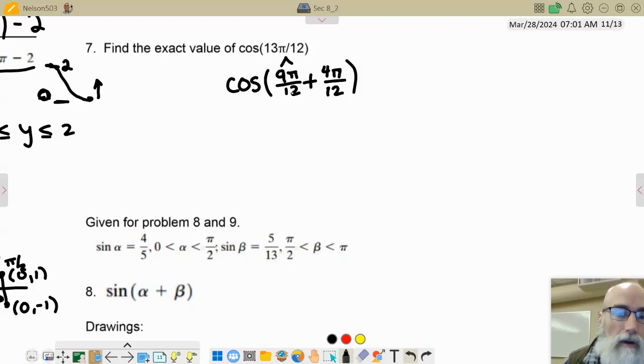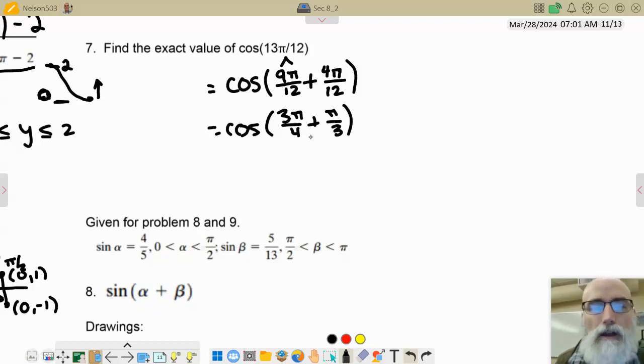Well, they reduce down, right? So they reduce to angles that I'm more familiar with. 3 goes into both of these, so I've got 3 pi fourths, and over here I've got pi thirds. So what I want to do now is find the cosine of two angles added together. I want that formula, right?